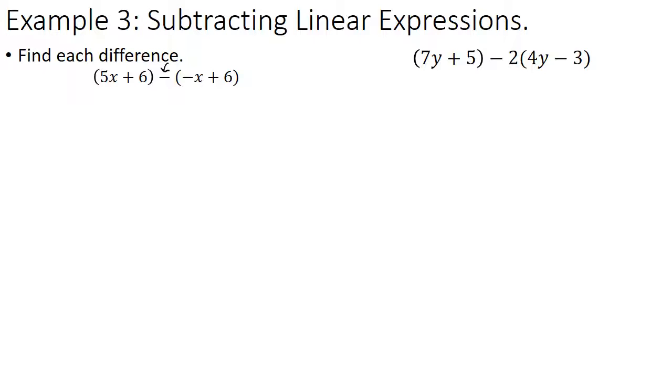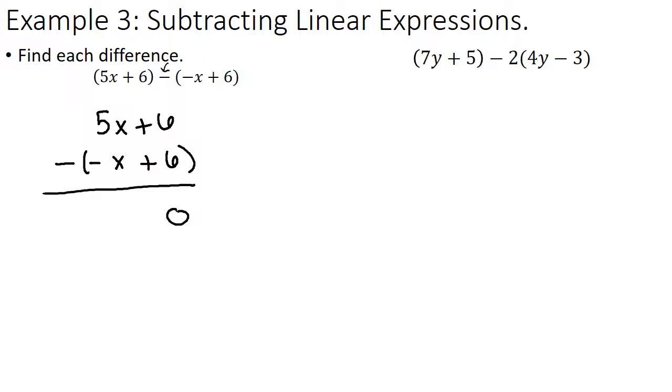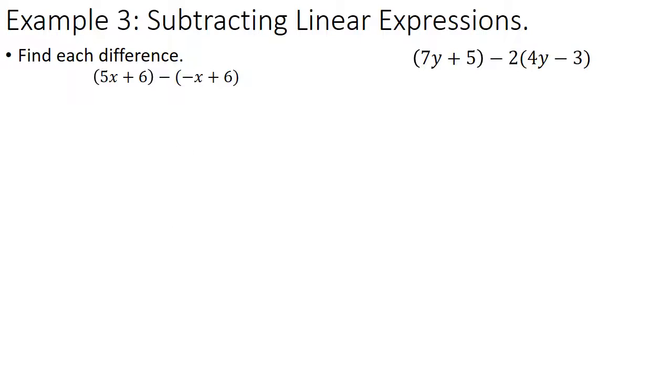Okay? If we do it vertically, we can see that this is going to be 5x plus 6 minus negative x plus 6. Okay, so now we just go down the row. We say 6 minus 6 is going to give me 0, and 5x minus negative x is going to give me positive, so plus, right, plus 6. So that'd be 6x. So my answer should be 6x. Now if that confused you, that's fine. We can also do this horizontally.